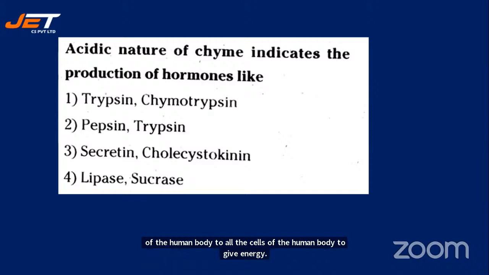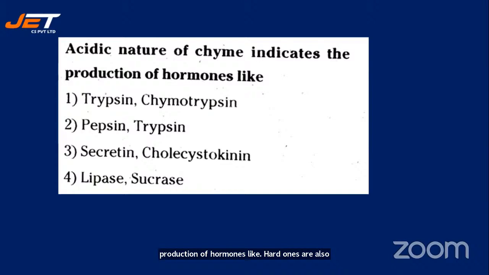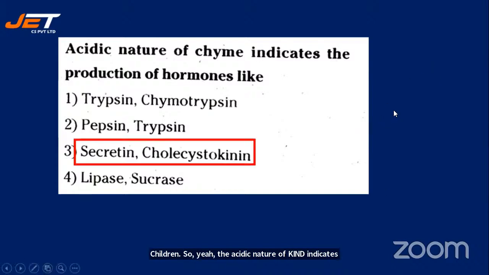Then, the acidic nature of chyme indicates the production of hormones like. Hormones are also involved in the digestion process, children. It is given very clearly in your textbook. It is secretin and cholecystokinin. These are the hormones responsible for the acidic nature of the chyme. Chyme is the partially digested food found in the stomach. That is regulated by the effect of these hormones, secretin and cholecystokinin.